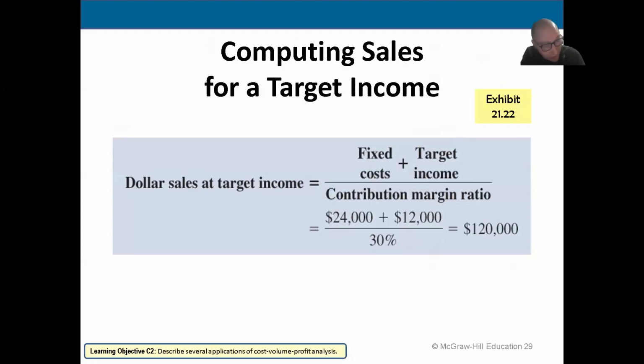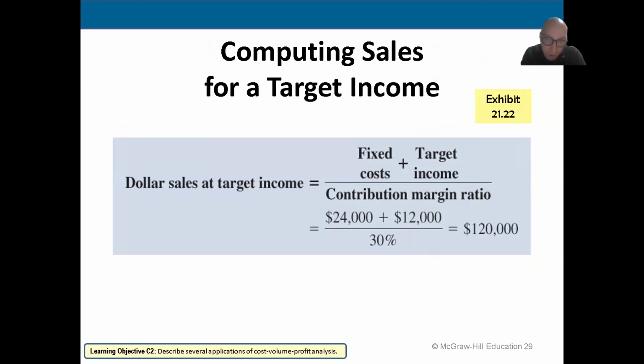Oftentimes businesses, especially new businesses, they have a particular profit in mind. Oh, I want to have an income of $12,000 or $100,000 or whatever. I want to make this amount. How much do I need to sell to make that amount? We call that a target income. And we build it into the formula in order to help you to generate that amount.